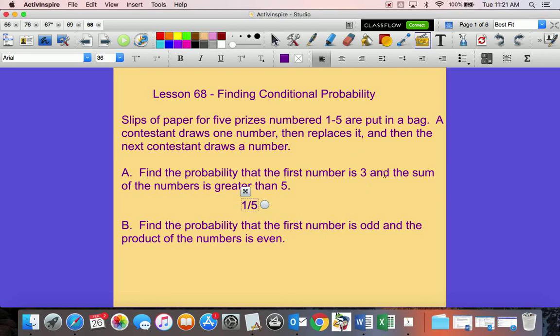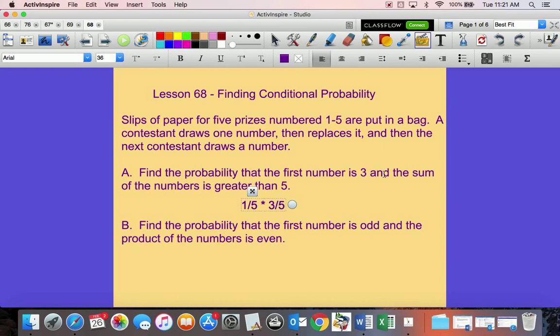Then it says and, and always means to multiply these. And then the sum of the numbers is greater than 5. Well, to do this one, we have to assume that the first number is a 3. So how many numbers in that bag would give us a sum that's greater than 5? Well, if we pulled a 1, 3 plus 1 is 4, that doesn't work. If we pulled a 2, 3 plus 2 is 5, that is not greater than 5. If we pulled a 3, 3 plus 3 is 6, which is greater than 5. So a 3 works, and then a 4 works, and then obviously a 5 works also.